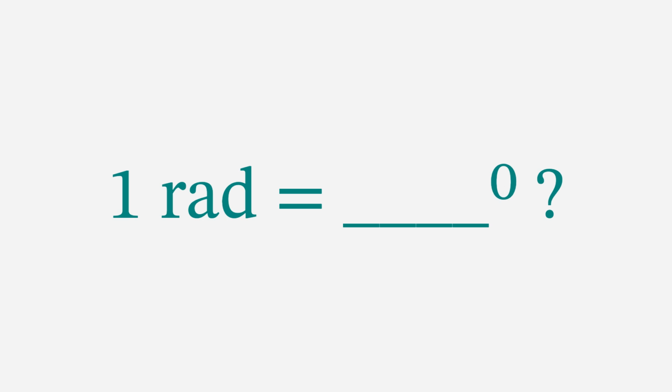What is 1 radian then? If you take the length of your radius and lay it on the circumference of your circle, this distance that you travel along its edge is 1 radian. This is also approximately 57.3 degrees.